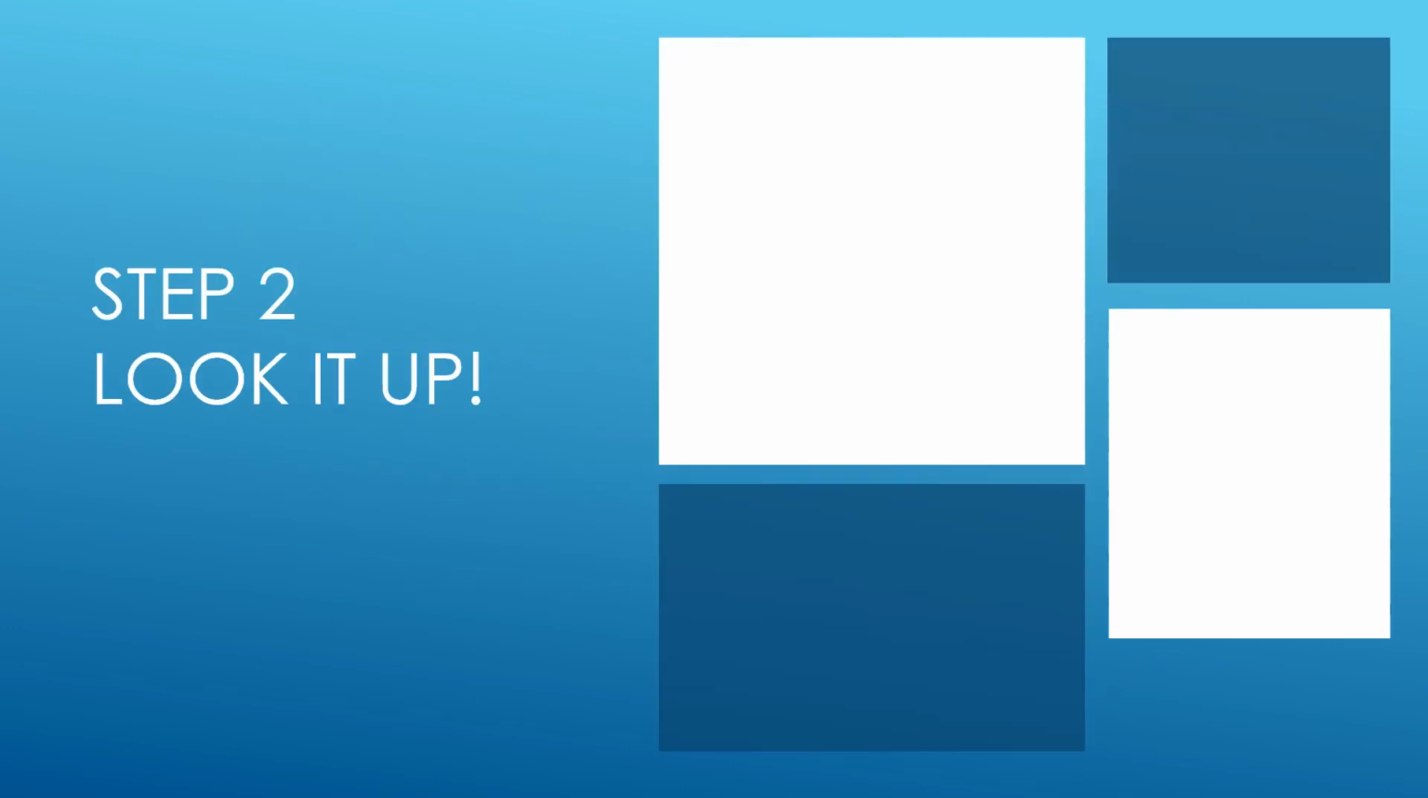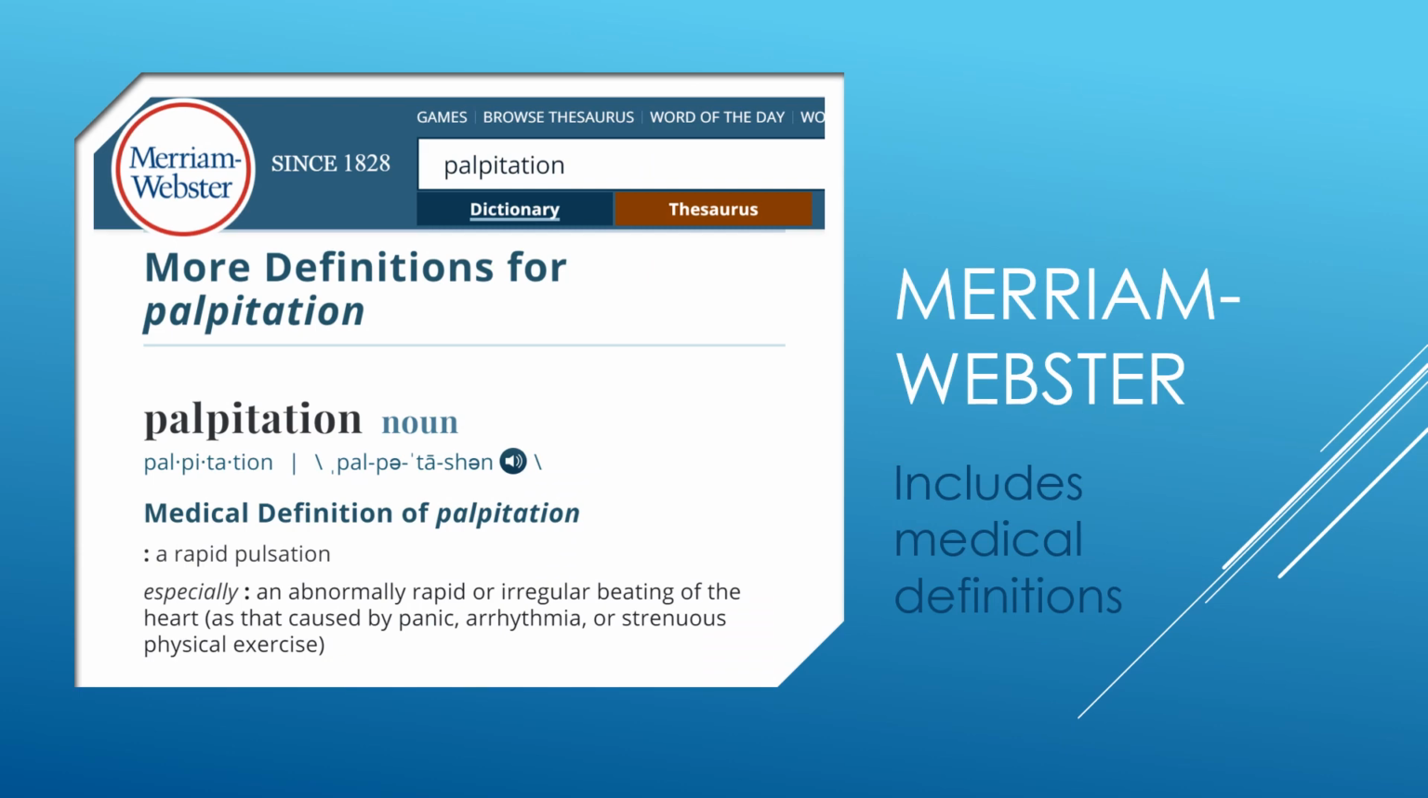Step 2 in your do-it-yourself training is to look it up. You could use any online dictionary to look up your medical terminology, but I like the Merriam-Webster because it actually has a medical dictionary. And so you'll be able to find some definitions for medical terminology that you may not be able to find in other dictionaries. So this is why I like the Merriam-Webster. So here's our word, palpitation.